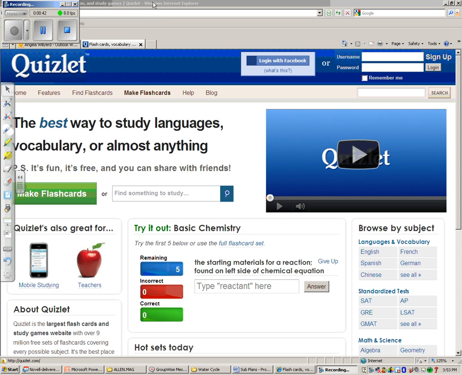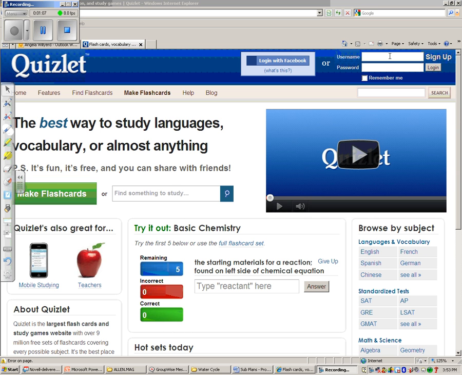I want you to open up Internet Explorer, click on that, and then in the address bar, type in www.quizlet.com. So type that into the address bar, and then it should load and look like this page here.